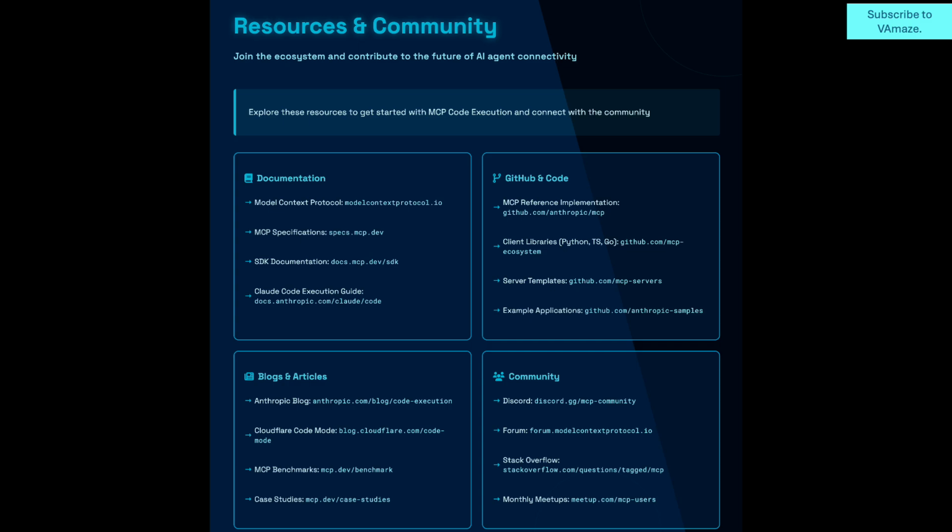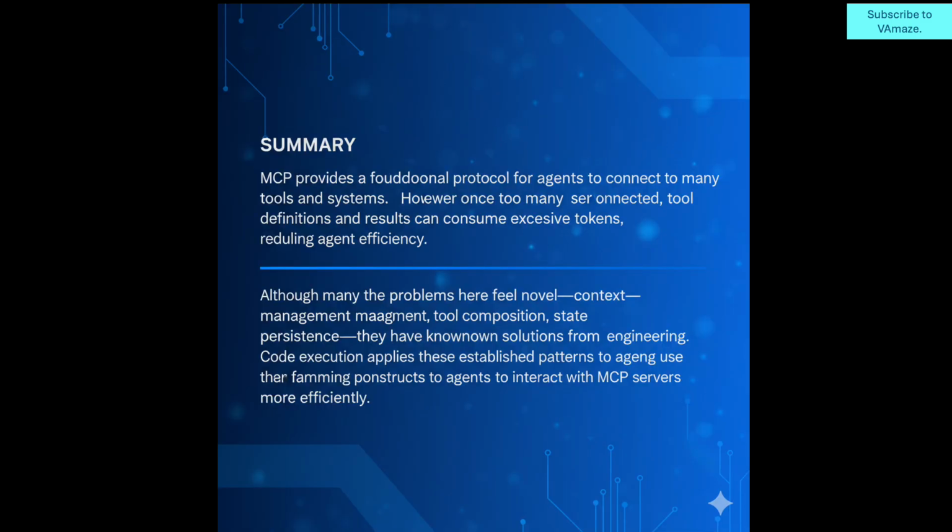Summary and conclusion. Let me bring this all together. We started by understanding the challenge. As AI agents scale to interact with hundreds or thousands of tools via MCP, traditional direct tool calling creates serious efficiency problems. Tool definitions overload the context window, and intermediate results consume excessive tokens. These aren't hypothetical issues, they're real bottlenecks limiting what we can build.